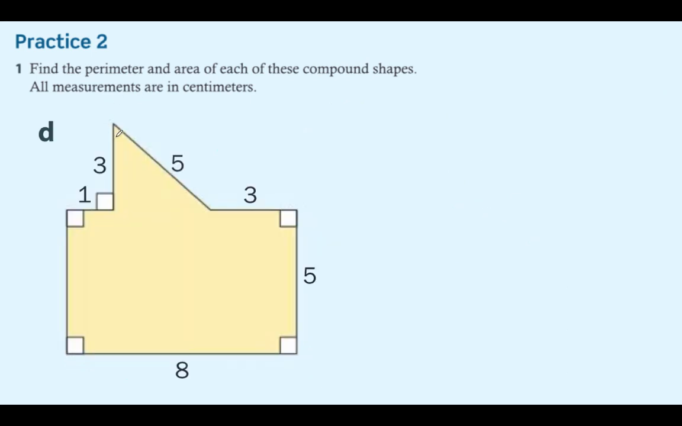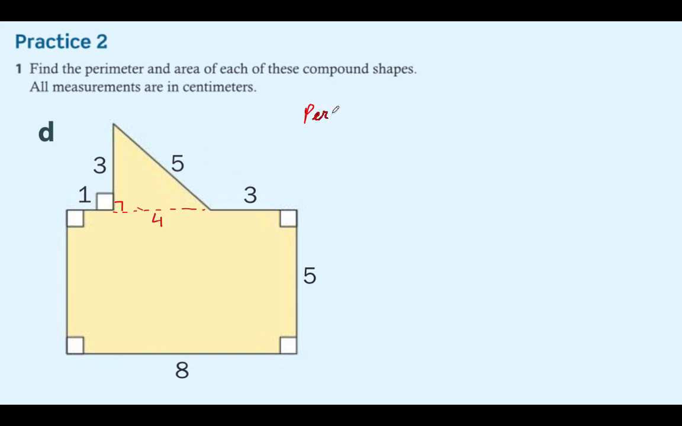Moving to part D, this is a combination of a rectangle and a triangle. So this will be the base and this will be the height. We need to sort out the length of the base. So if this whole length is 8 and this is 3 and 1 above, the remaining part is 4.